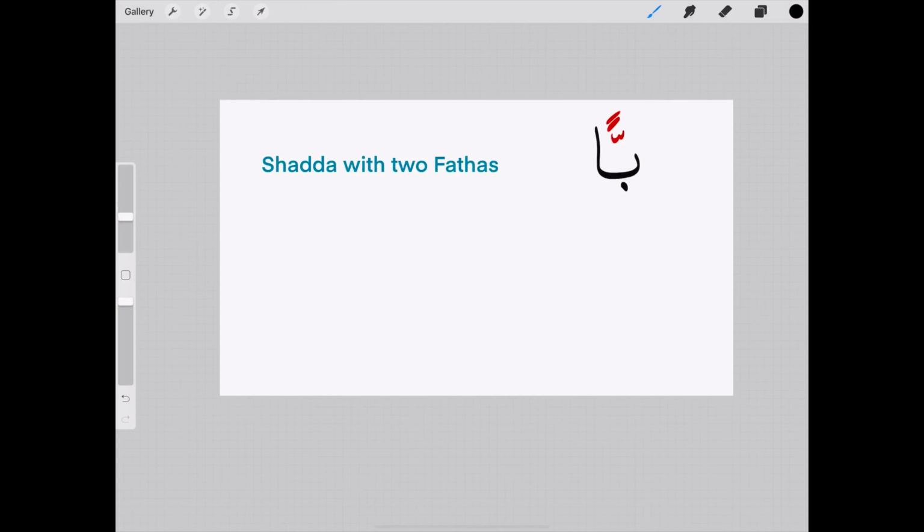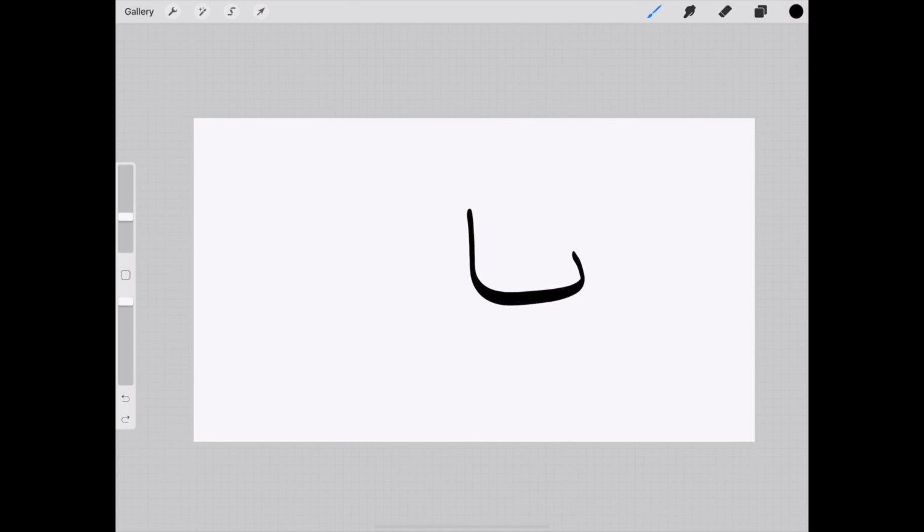Let's practice. So we have the ba letter attached with the long vowel, which is a unique situation here when you have the tanween, and we have the shadda, and then we have the single fatha, ba. If we add another fatha, it becomes a tanween attached to a regular shadda, it becomes ban, ban, ban. Pause the video and practice on your own.